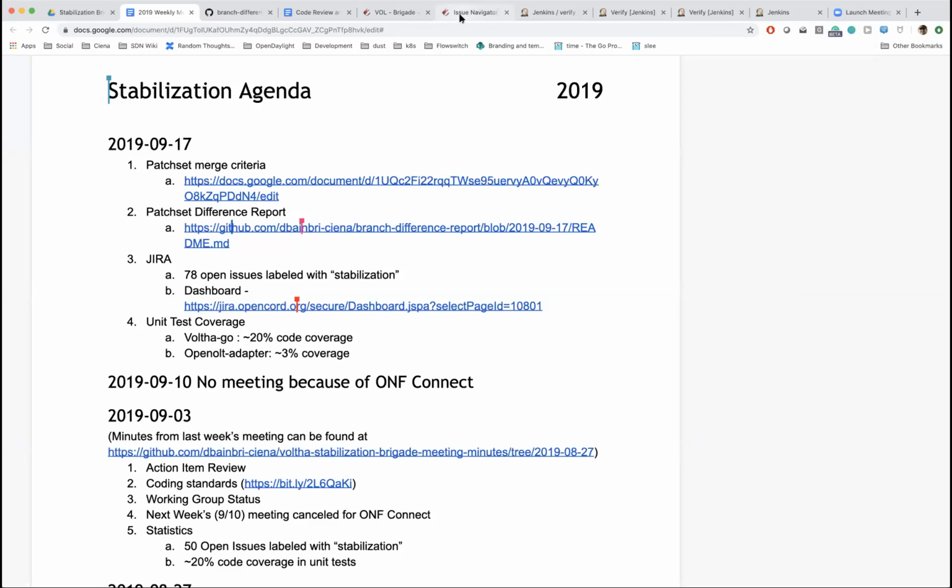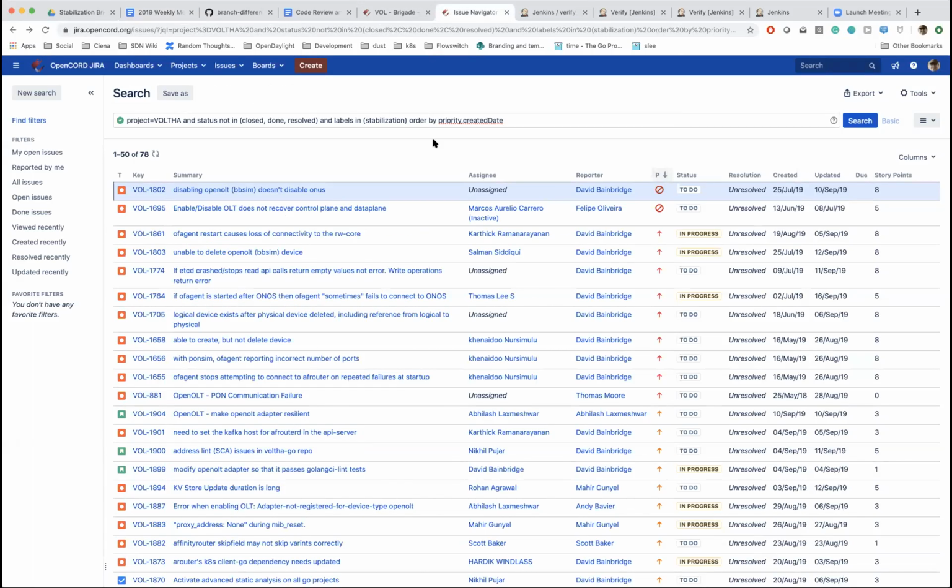So if I look at the open issues, we currently have 78 open issues labeled stabilization. We're going to be asking people, and in some cases, a process is being developed. You may have heard the term Tiger Team being thrown about by ONF. The process of assigning bugs to some individuals will also be taking place, and ONF is working on a plan for that through the Tiger Team.